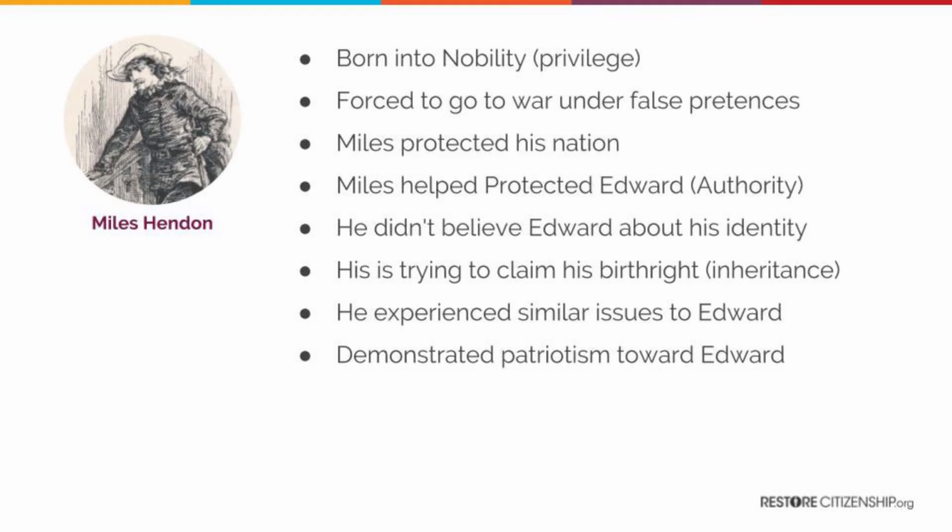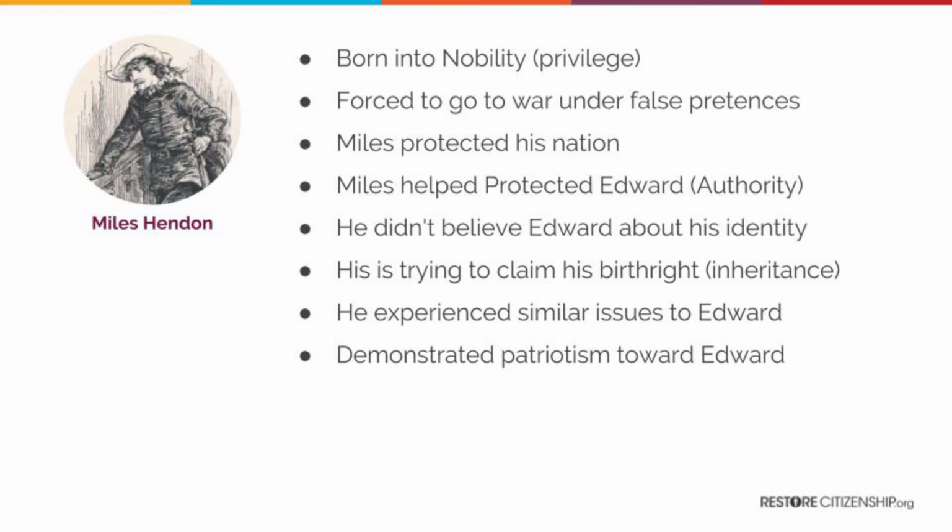So let's have a look at Mills Hendon. Mills was born into nobility or privilege. He was forced to go to war under false pretenses. Mills protected his nation by going to war. Mills helped protect Edward's authority, even when people were unaware of it.